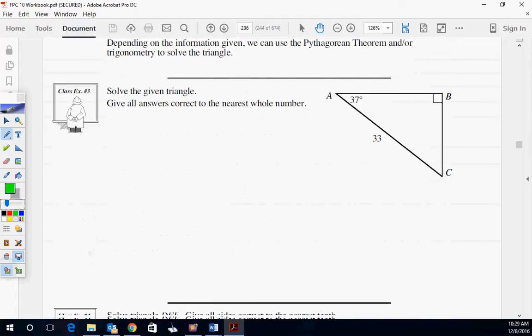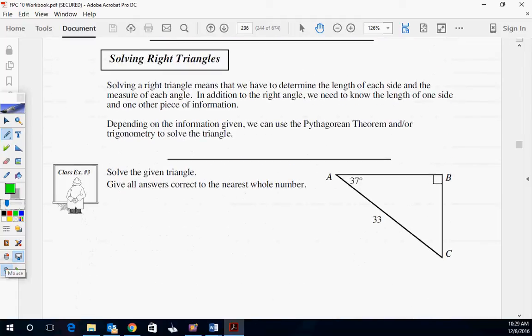Let's go ahead and try the last piece here. Solving a right triangle means that we have to determine the length of each side and the measure of each angle, in addition to the right angle. This is what I was talking about. If you're given a little bit of information, you can find the rest, and we're going to do that. Okay. So solve for the given triangle.